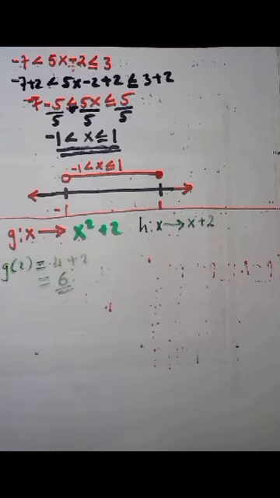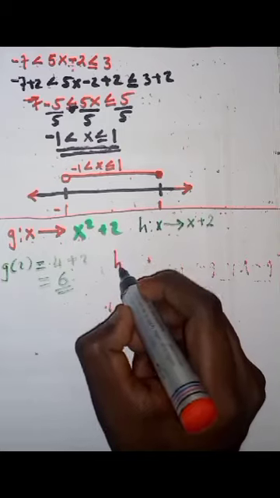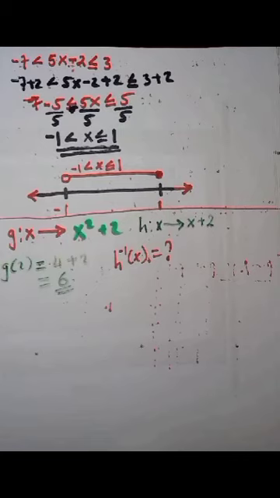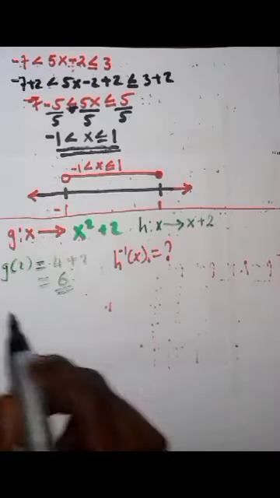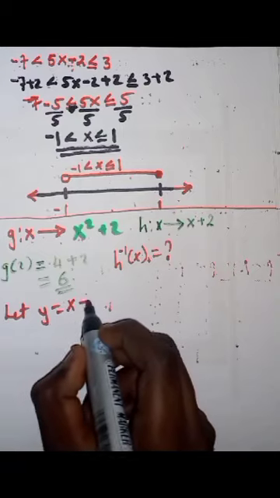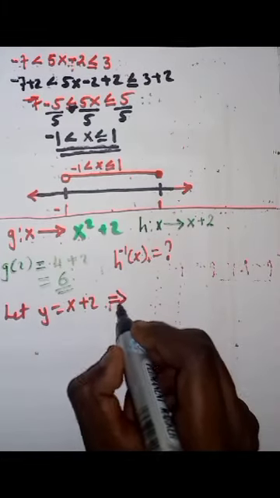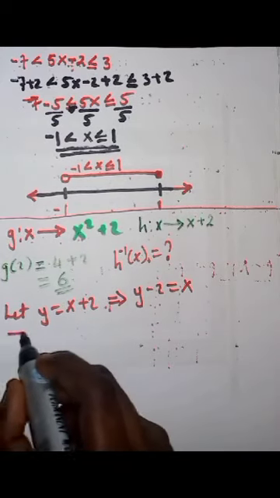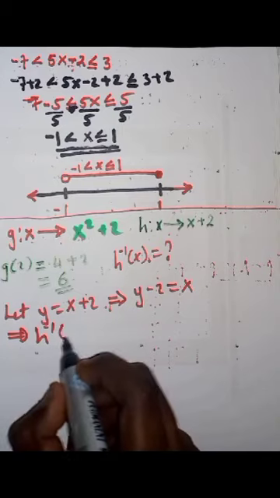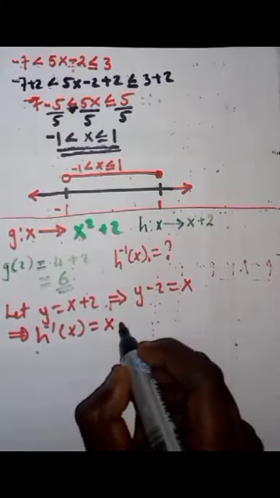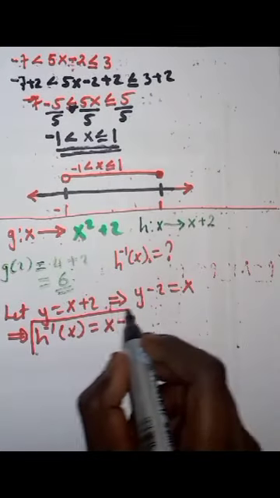Then the next part is saying that we should look for h inverse of x. Alright, so to do that, we are simply going to let y equal h of x. We let y equal h of x, which is equal to x plus 2. That therefore implies if we make x the subject, we have y minus 2 equal to x. That therefore implies our h inverse of x is, we change the y back to x, x minus 2. Good. That's our h inverse of x.